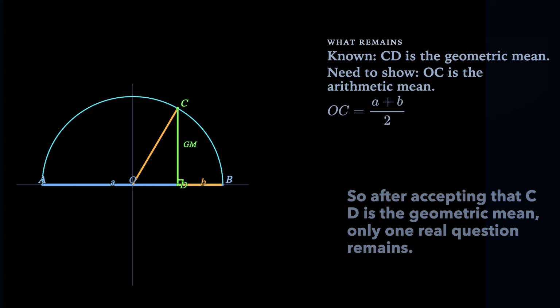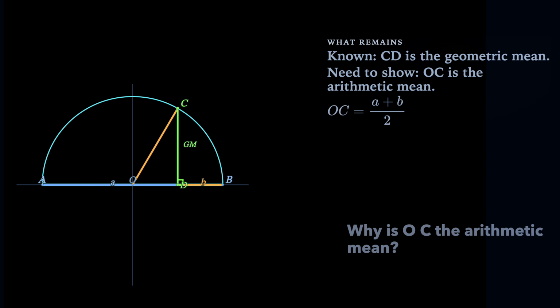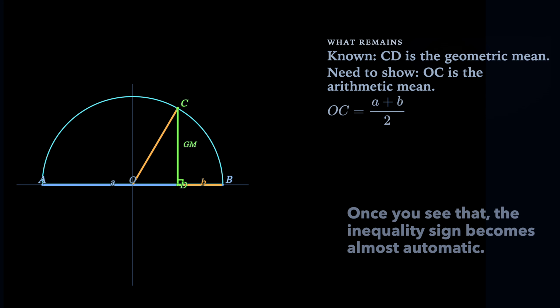So after accepting that CD is the geometric mean, only one real question remains. Why is OC the arithmetic mean? Once you see that, the inequality sign becomes almost automatic.